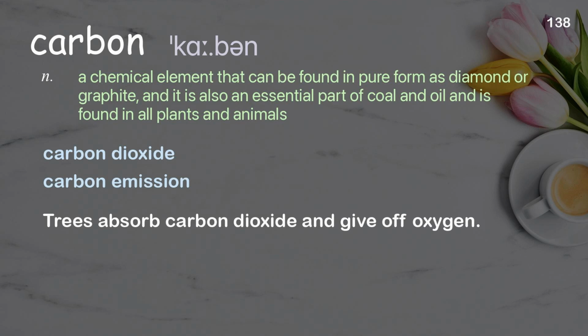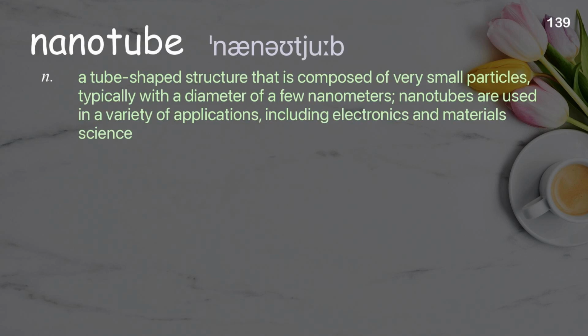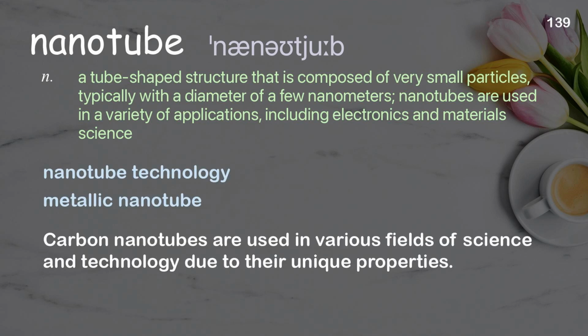Nanotube: A tube-shaped structure that is composed of very small particles, typically with a diameter of a few nanometers. Nanotubes are used in a variety of applications, including electronics and materials science. Examples: Nanotube technology. Metallic nanotube. Carbon nanotubes are used in various fields of science and technology due to their unique properties.